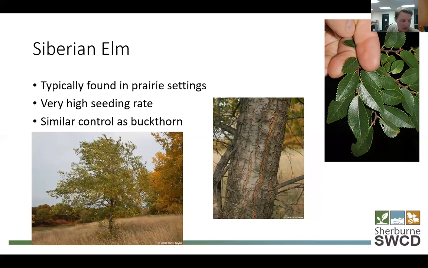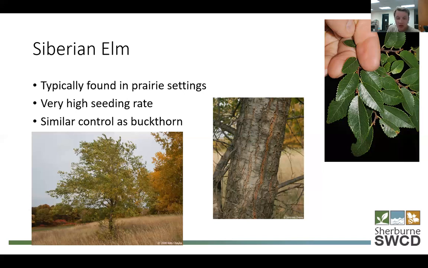And because Siberian elm is a prairie species, sometimes prescribed burns are part of your prairie's work plan. And fire is able to control small diameter Siberian elm. So Siberian elm that's 1 to 2 inches in diameter, fire will kill it and hopefully remove it from the landscape.